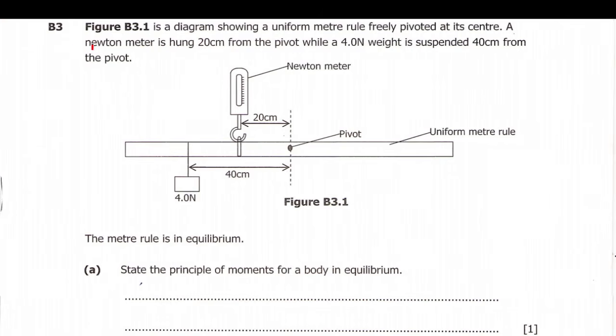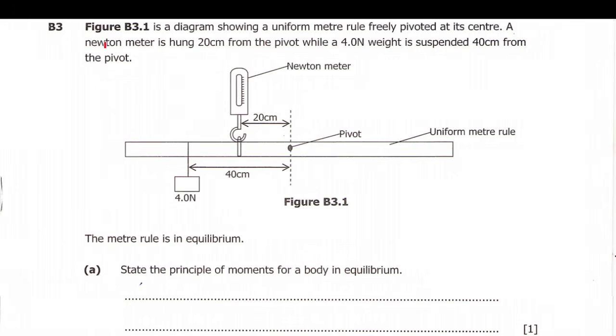Then B3 reads, figure B3.1 is a diagram showing a uniform meter rule freely pivoted at its center. A Newton meter is hung 20 centimeters from the pivot, while a 4.0 Newton weight is suspended 40 centimeters from the pivot.